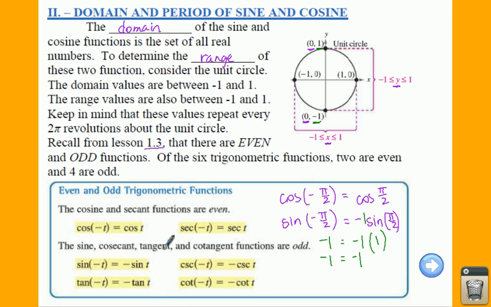Keep in mind, sine, tangent, cotangent functions are all odd. The easiest thing to do is just remember that cosine is even, which means its reciprocal has to be even. So if you just remember cosine is even, everything else is odd, you should be all right.